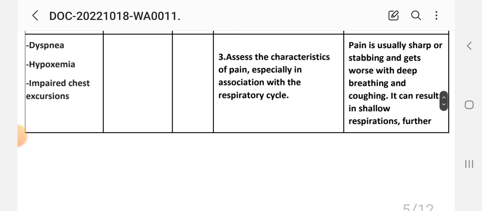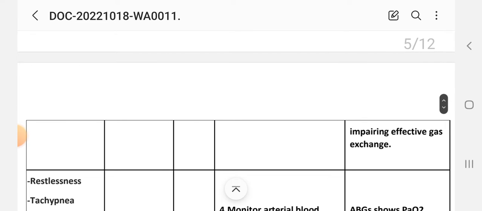Number third, assess the characteristics of pain, especially in association with the respiratory cycle. Pain is usually sharp or stabbing and gets worse with deep breathing and coughing. It can result in shallow respiration, further impairing effective gas exchange.